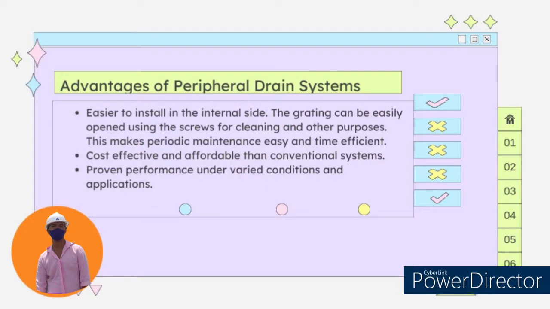So what are the advantages of a peripheral drain system? First, it is easier to install on the internal side, and grouting can be easily opened using screws for cleaning and other purposes. This makes periodic maintenance easy and time efficient. The second one is that it is cost effective and affordable compared to conventional systems. Lastly, it has proven performance under varied conditions and applications.